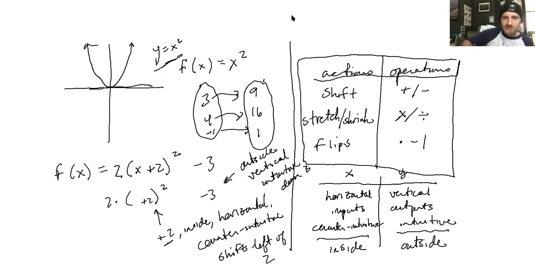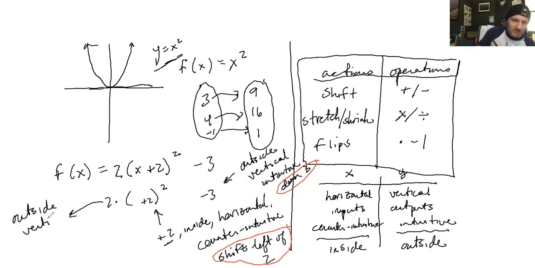Let me use a different format here to highlight my conclusions. This is down 3. This is shift left 2. And I just have one more, which is my times 2. Okay, times 2 is outside. It's vertical. And it's a stretch. So multiplying by 2 would automatically make something bigger. It's a stretch of 2 vertically. Okay, I'm going to circle that. So I've got 3 things to do to transform this.